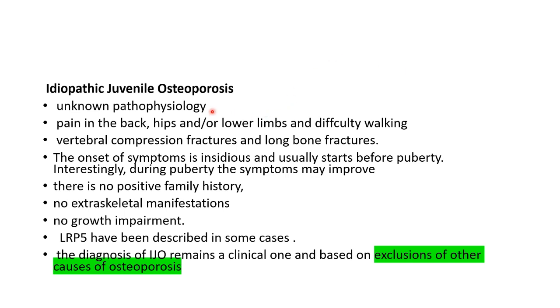What is idiopathic juvenile osteoporosis? The pathophysiology is unknown. Patients have pain in the back, hips, and or lower ribs and difficulty walking, with vertebral compression fractures and long bone fractures. The onset of symptoms is insidious and usually starts before puberty. Interestingly, during puberty the symptoms may improve. There is no positive family history, no extraskeletal manifestations, and no growth impairment. LRP5 variants have been described in association with these cases. The diagnosis of idiopathic juvenile osteoporosis remains a clinical one, based on the exclusion of other causes of osteoporosis.